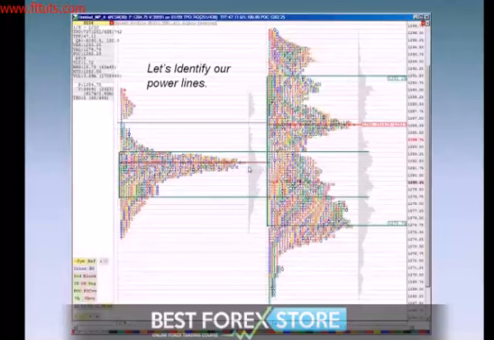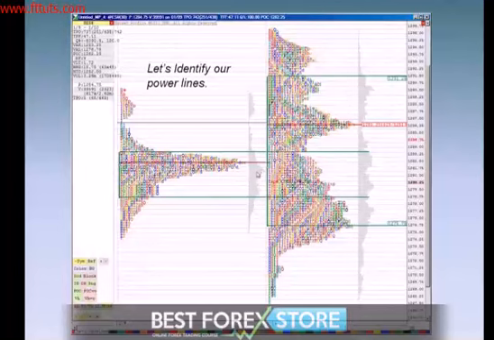On the other hand, if prices are not able to penetrate or break through this POC, it tells me that traders don't feel comfortable going above this level anymore, and it may be an indication that prices are likely to continue to move lower, and then I begin to look in a different direction.